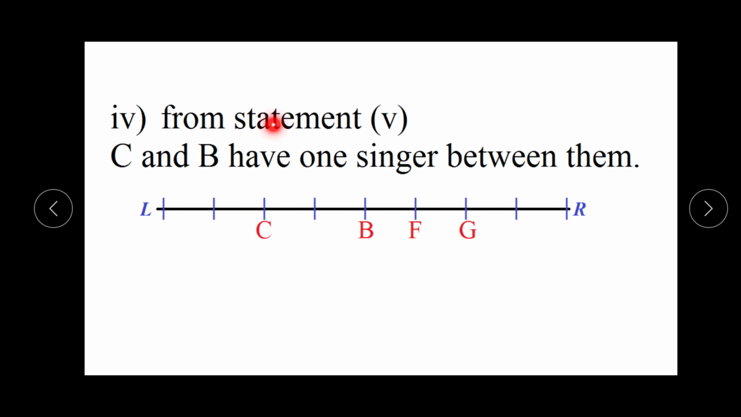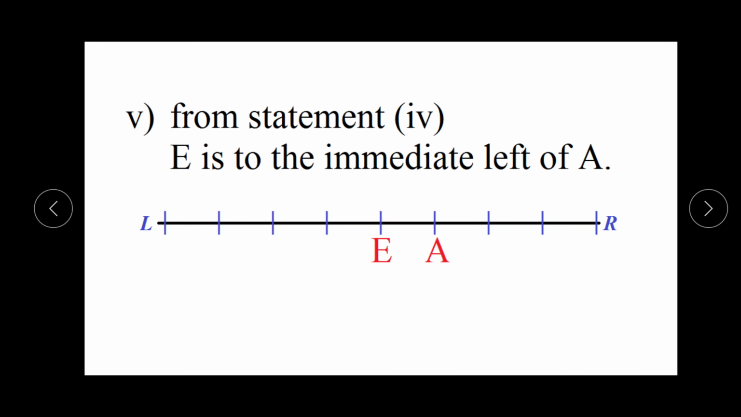Next is the fifth statement. If we check the fifth statement, it is given that C and B have one singer between them. C and B, it means these were the fixed positions. If C is at this place, that time also there is one singer between B and C, but this is fixed for C. It means only one position is left for C, that is this. Here also it is representing that there can be only one singer between C and B. Those were the fixed positions, and after that these are the new pieces of information.